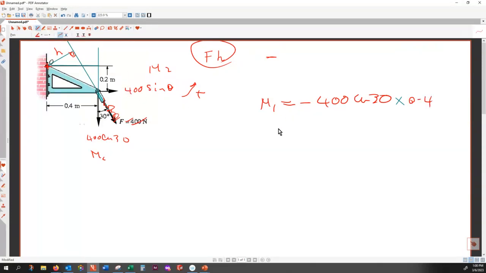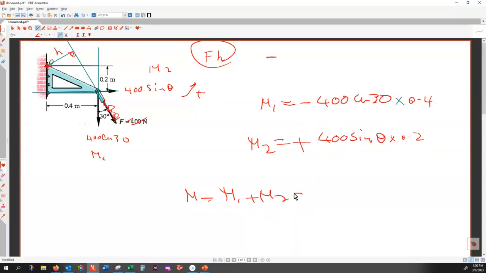And what is the rotation due to the horizontal force? M2. M2 is positive, and that is force 400 sine 30, sine theta. And what is the shortest distance between this force and the point of rotation? The shortest distance is 0.2. So that has to be multiplied by 0.2. And then the total rotation is M1 plus M2.